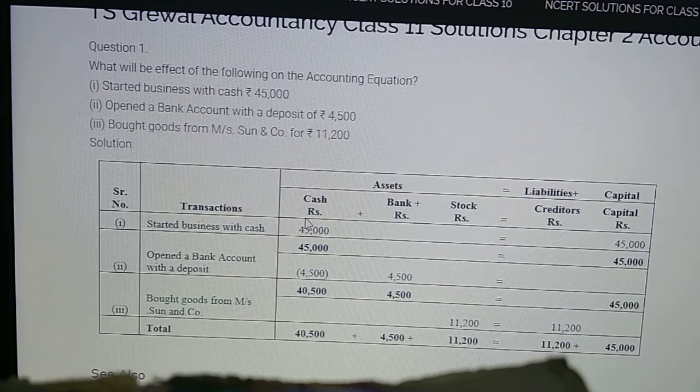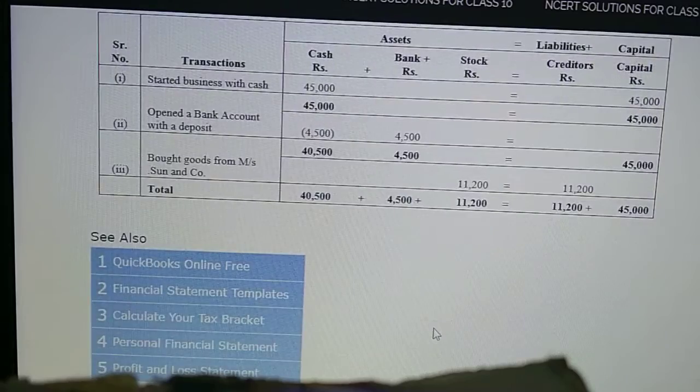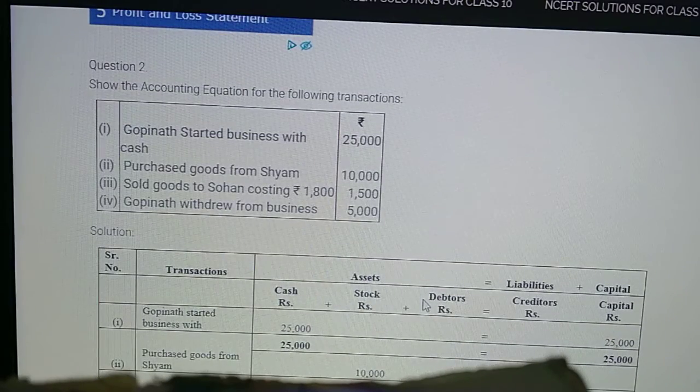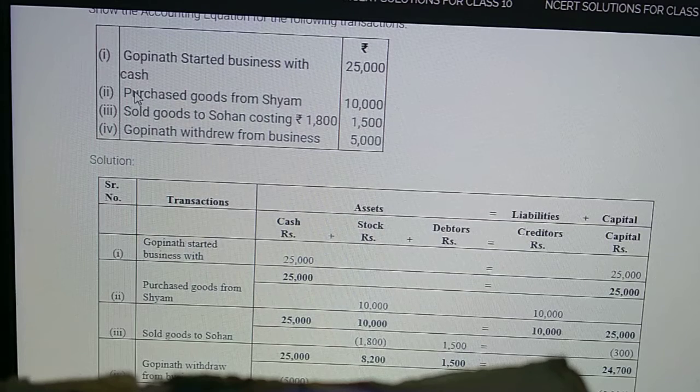I hope you have understood much. If you haven't, then kindly see this video very carefully, and you will definitely understand this point. Okay, we need to move ahead with one more example, which is very simple. Gopinath started business with cash of 25,000 rupees. Same as before, assets equal liability plus capital. So assets has the first term cash 25,000 and the capital has 25,000. So first we have balanced 25,000 and 25,000.